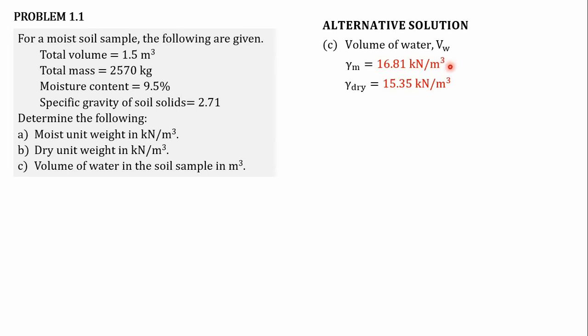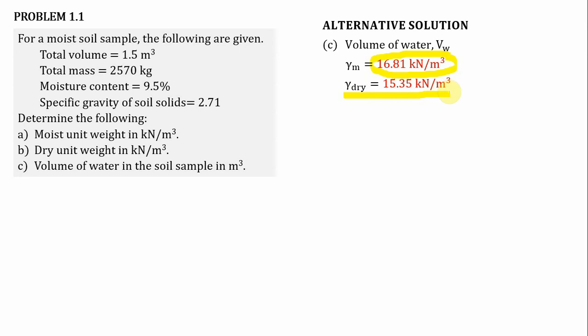What does this mean? It means that in every 1 cubic meter of soil, there is an equivalent 16.81 kilonewton of moist soil. Take note, let me repeat. In every 1 cubic meter of this soil sample, there is an equivalent 16.81 kilonewton. Na-gets nyo?